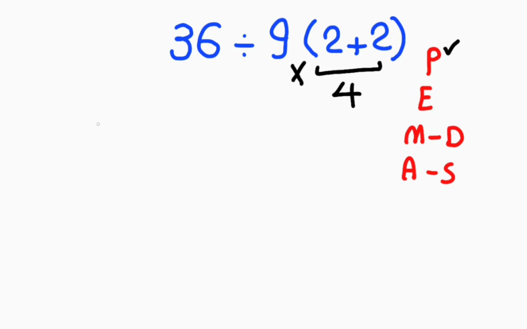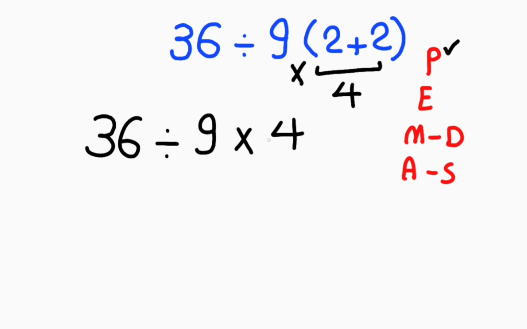Let's rewrite the expression. We have 36 divided by 9 times 4. In the next step, we have one multiplication and one division, and as we know, multiplication and division have equal priority, so we have to work from left to right. Now we have to start with this division.